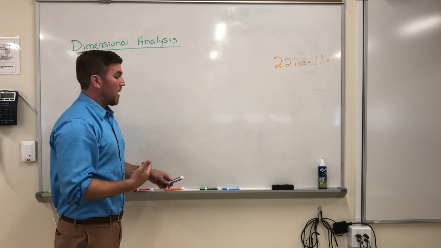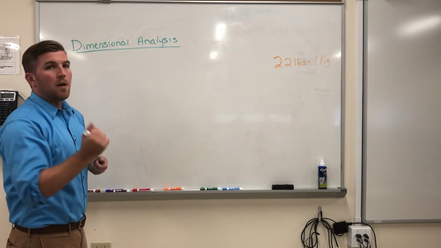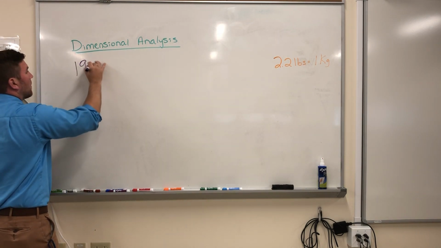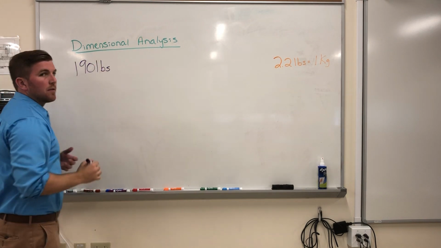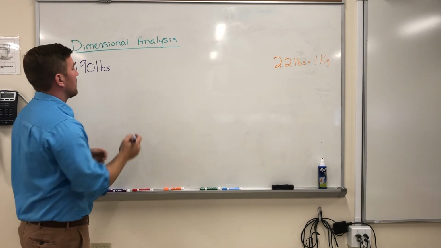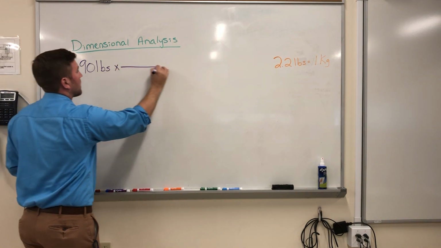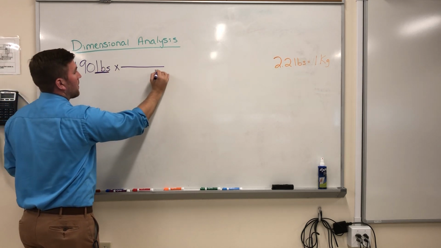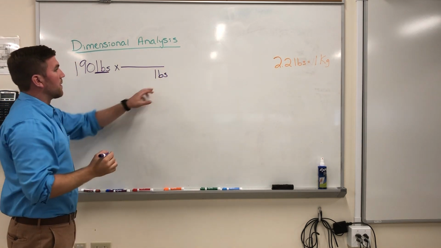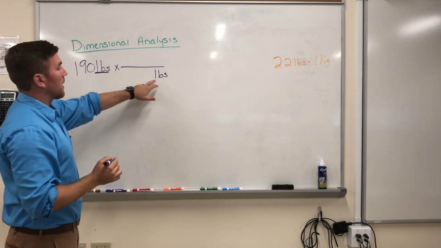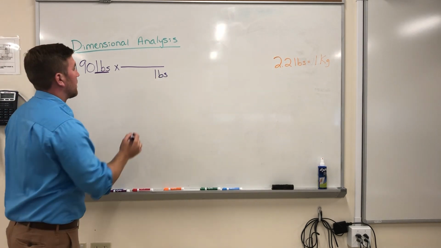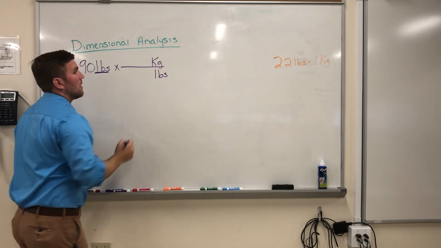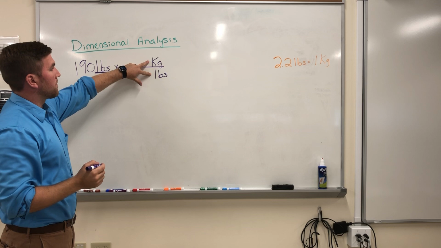So if I were to use that in my math, maybe I want to know how many kilograms I weigh. So I know that I weigh 190 pounds. When I'm trying to convert that to kilograms, I use dimensional analysis. Whatever unit is right here also needs to go on the bottom. So I try to fill in my units first so that I keep myself straight with my conversions. Whatever unit I'm trying to go to, in this case kilograms, needs to go on top of the fraction.